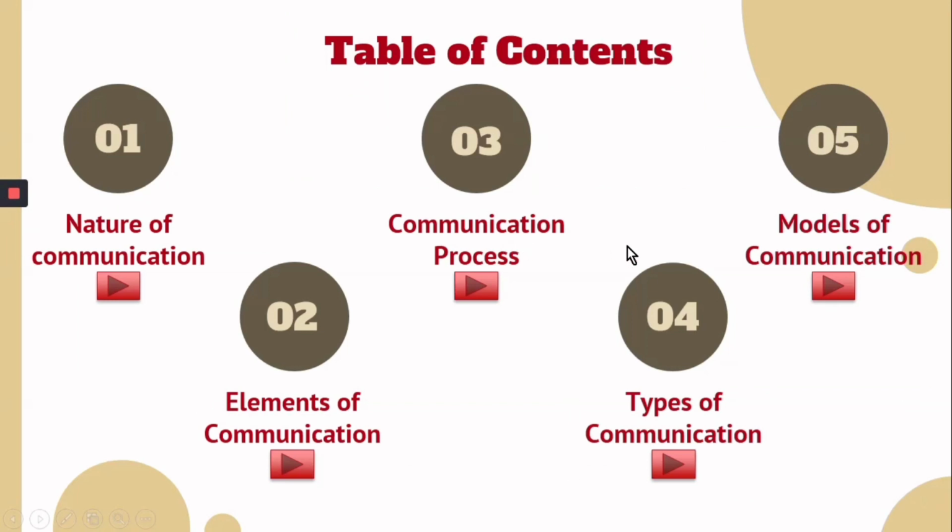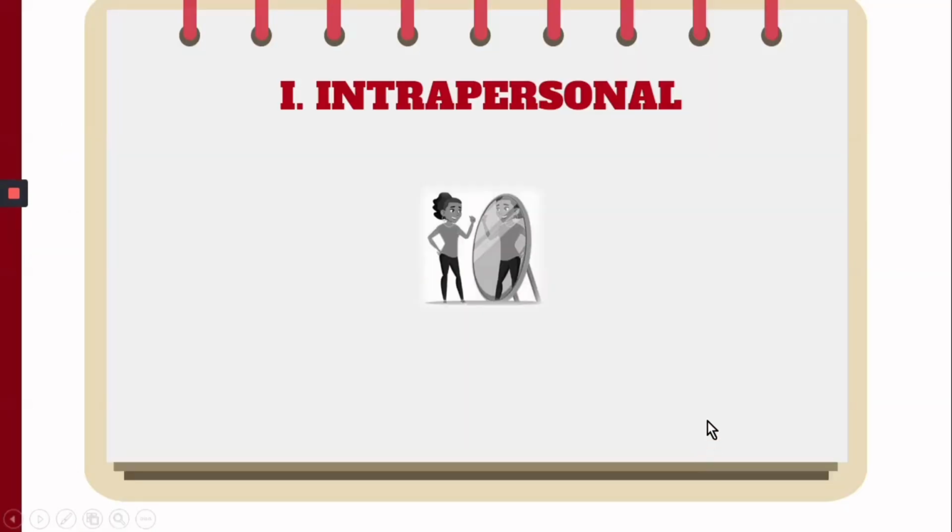The next part of our lesson is the types of communication. Since we're done with the nature, elements, and process of communication, we are now ready to discuss the different types of communication. There are 4 types of communication that depend on the elements present in the communication process.